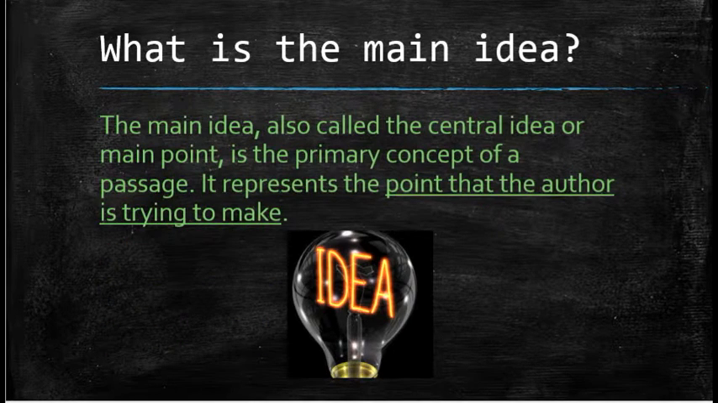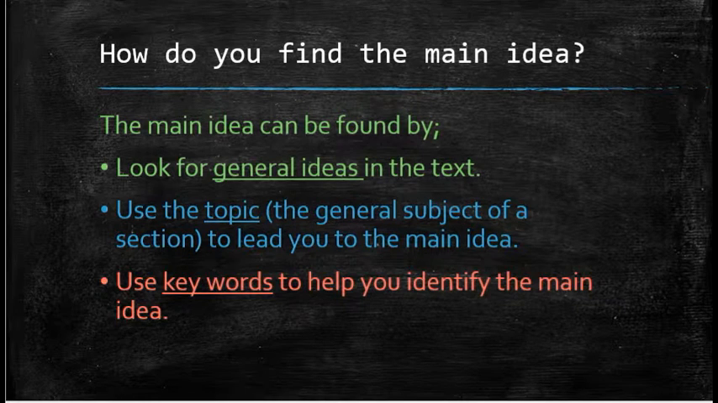I know that all of you have heard of a main idea and have a general idea of how to find it. The main idea is also called the central idea, or sometimes the main point. It's the primary concept of a passage. It represents the point that the author is trying to make. So really what you're asking yourself is, what's the point? What is the author's point? So how do you find the main idea?